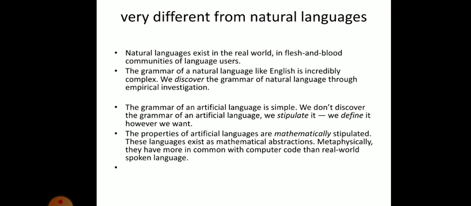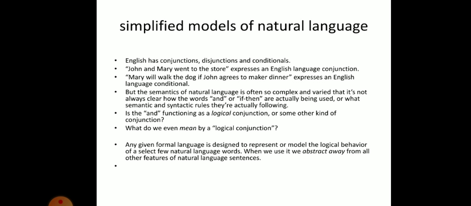These languages exist as mathematical abstractions. Metaphysically, they have more in common with computer code than real world spoken languages. We can say that artificial languages are simplified models or simplified forms of natural languages. English has conjunction, disjunction, and conditionals. And all of these grammatical categories are modeled in artificial languages by certain set patterns.